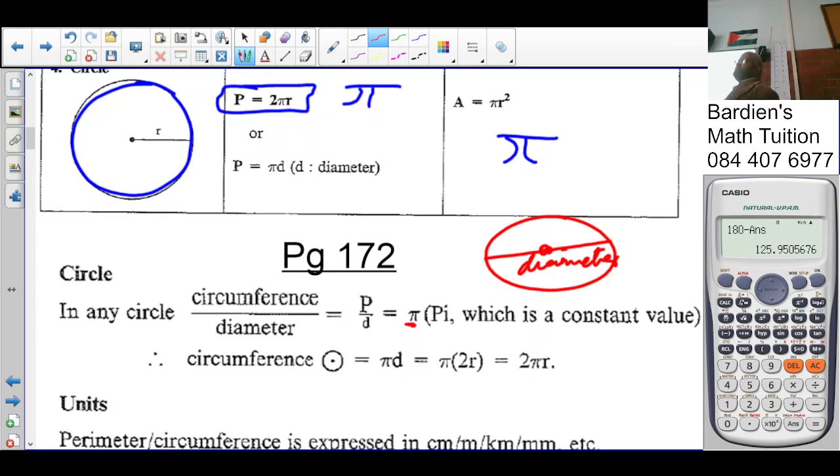Now pi is a constant. Pi, when we put it in the calculator, is 3,14 and the number carries on. So is that a rational or an irrational number? Irrational. So we simplify it to 3,14 or 22 over 7. 22 over 7 is an answer close to pi and never pi. But we have a calculator, so we're going to use the pi button on the calculator. Don't worry about it, we'll get there.